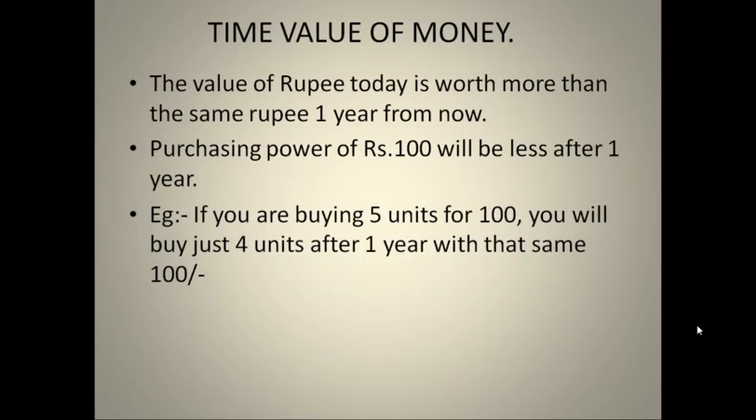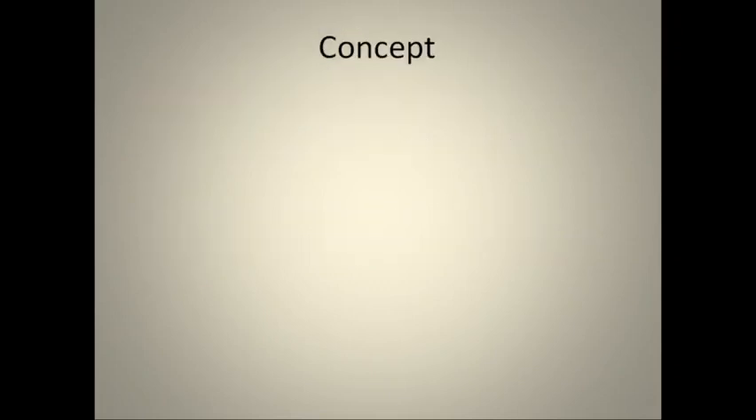Suppose today you are going to a market and buying 5 units for rupees 100, but it is not necessary that the goods that you are buying for rupees 100 today will be the same amount of goods that you will be able to buy after 1 year. Maybe you will be able to buy just 4 units after 1 year at the same cost of rupees 100. So that's time value of money, where the value of money keeps on reducing day by day and year by year.